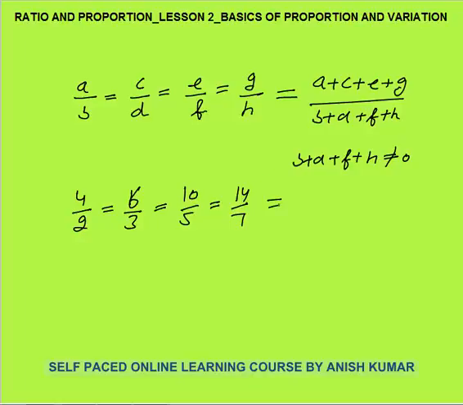So can I say this is equal to (4 plus 6 plus 10 plus 14) divided by (2 plus 3 plus 5 plus 7)? You can check that this is also equal to 2. All are equal to 2. So this is also equal to 2. Very important property. But remember that the denominator should not be equal to 0.